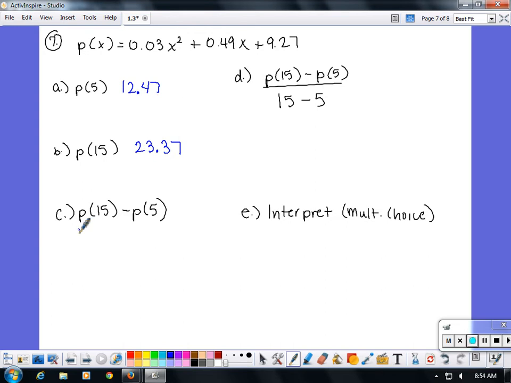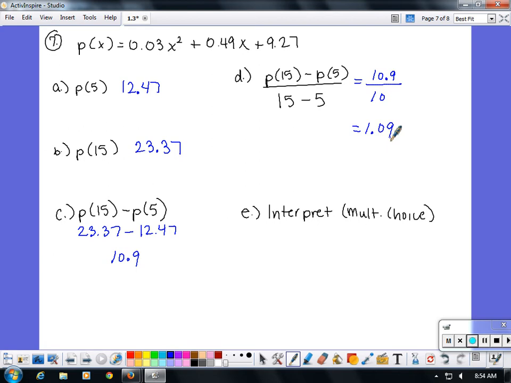P of 15, which is 23.37, minus P of 5, which is 12.47. So we get 10.9. And now we know the top is 10.9. That's what we just found. Divided by your bottom, which is 10. That's 1.09.